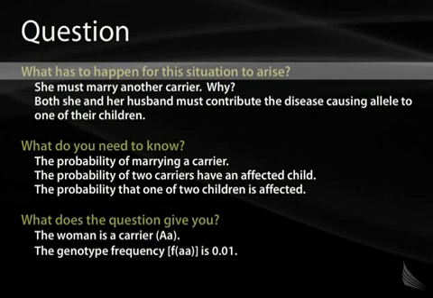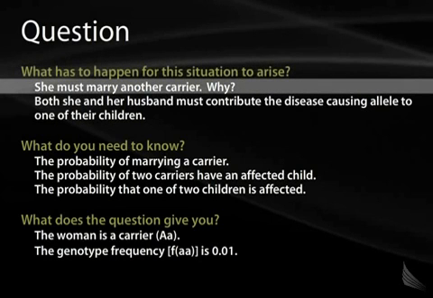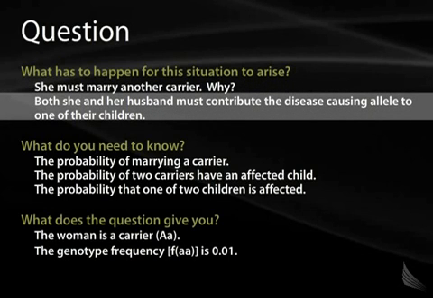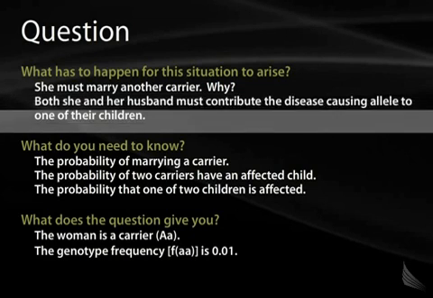What has to happen for this situation to arise? We know that the woman is a carrier. She has to marry another carrier, right? In order for her to have a diseased child, she has to marry another carrier because it's homozygous recessive, right? The other thing that has to happen is that both she and her husband must contribute the disease-causing allele to one of their children. So not only does she have to marry a carrier, but both of those carriers have to contribute the disease-causing allele. Those are the two things that have to happen.